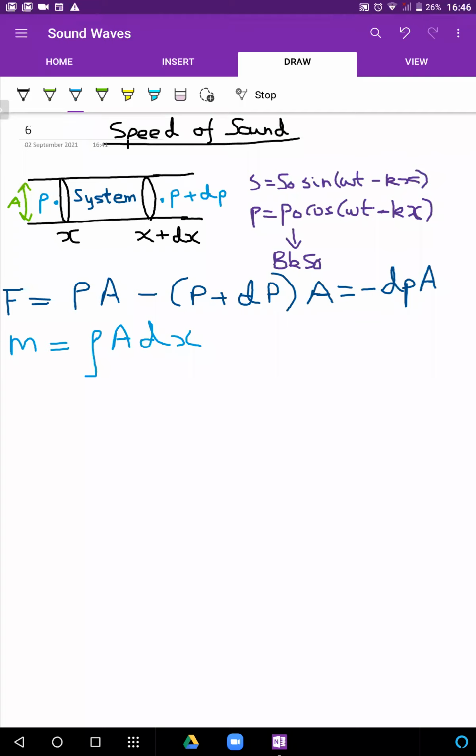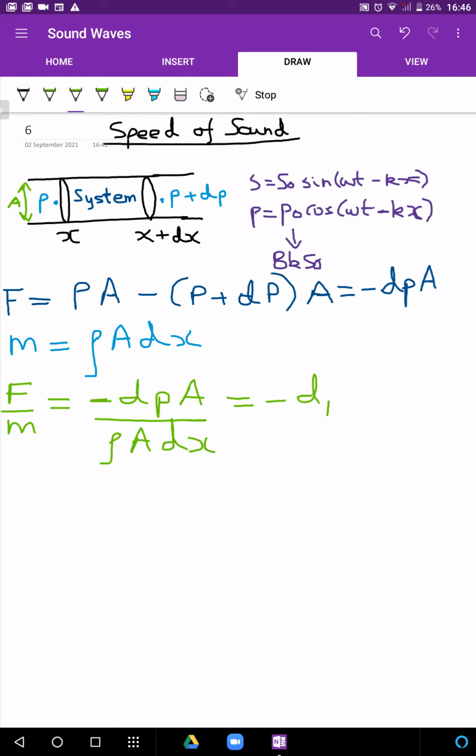Force by mass निकाल के रख सकते हैं. Okay, the force by mass is going to be minus dPA by rho A dx. And then we can cancel out A and we'll get minus 1 by rho dP by dx. Minus 1 upon rho dP by dx.